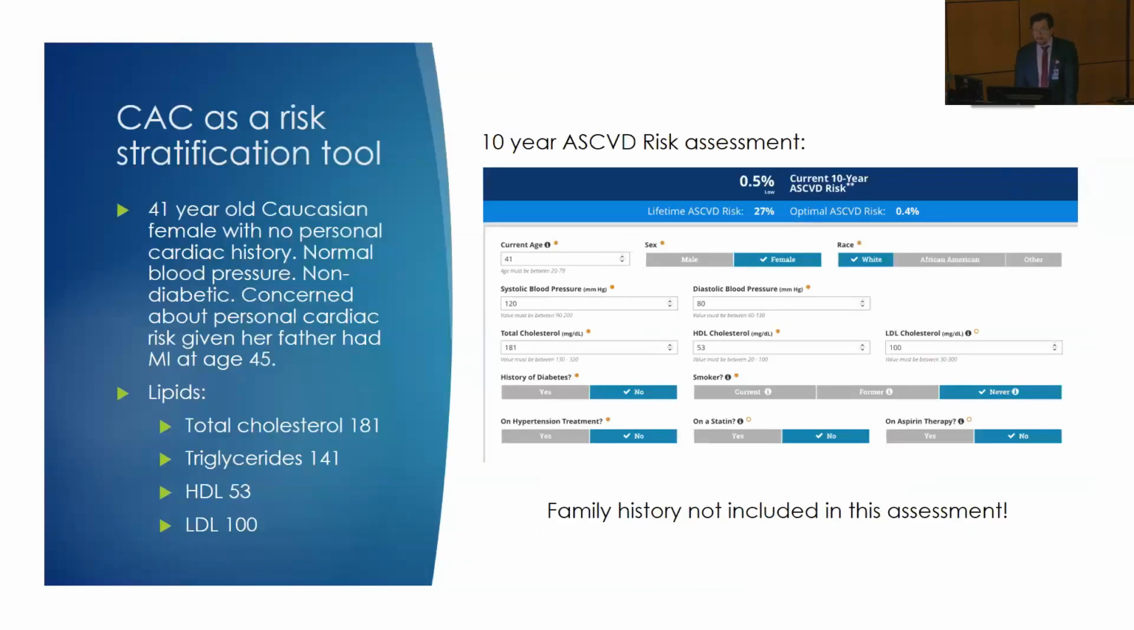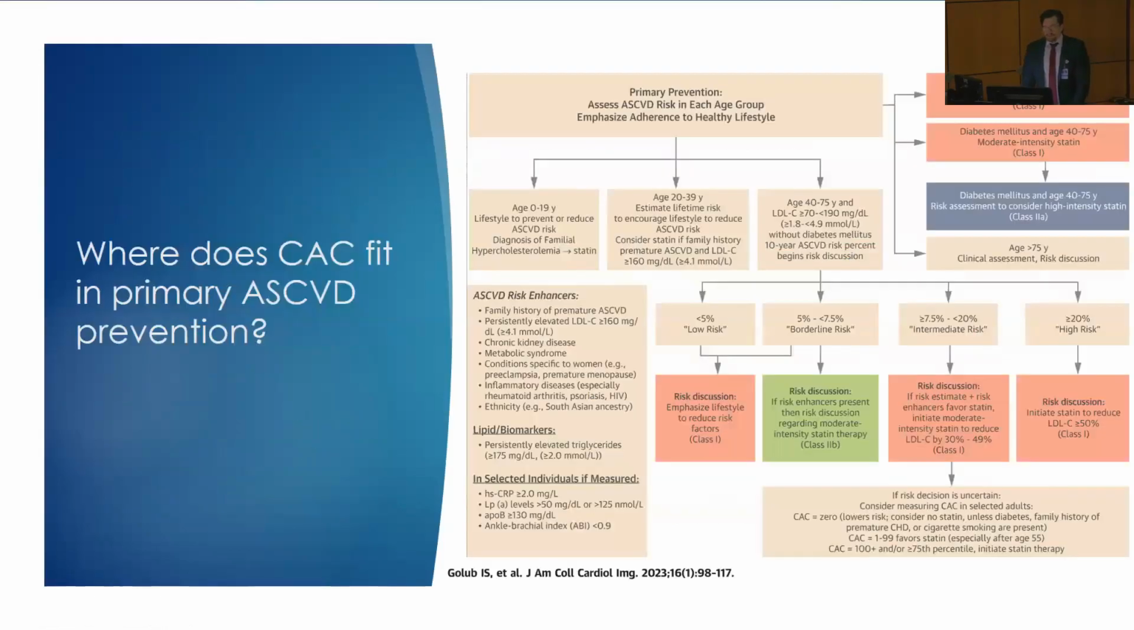So we plug all this information for this patient into the risk calculator, and she's low risk, 0.5%. But her family history is not included in the assessment, and the patient's going to go home and feel like, okay, the calculator said I'm okay, my cholesterol and blood pressure are great, but I'm scared to death. Is this in my future? Am I going to follow my father's footsteps? Well, a calcium score is very appropriate to do in this situation.